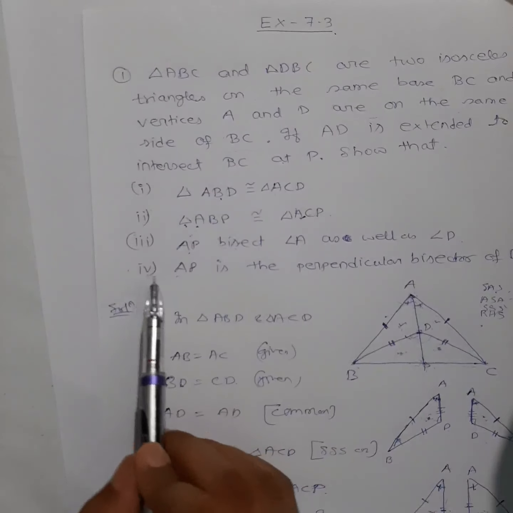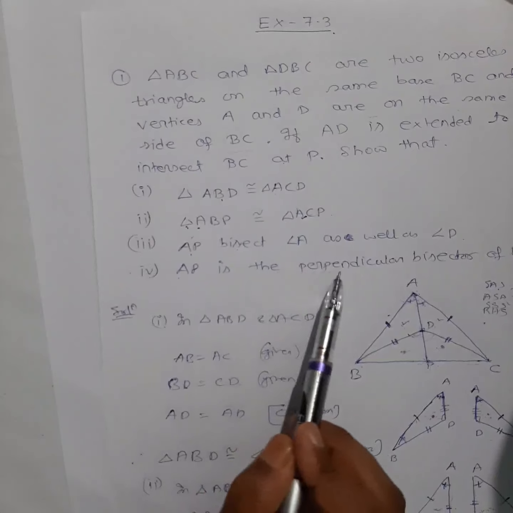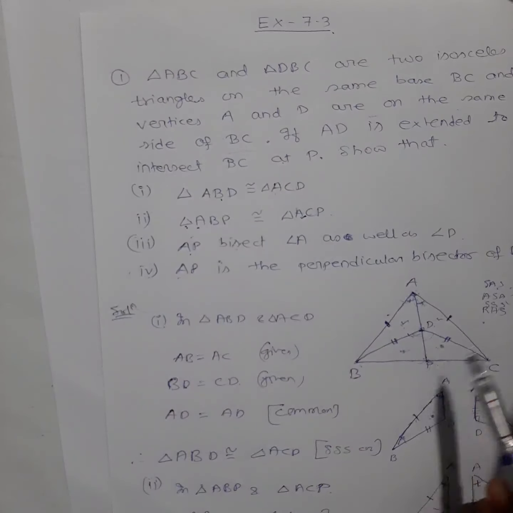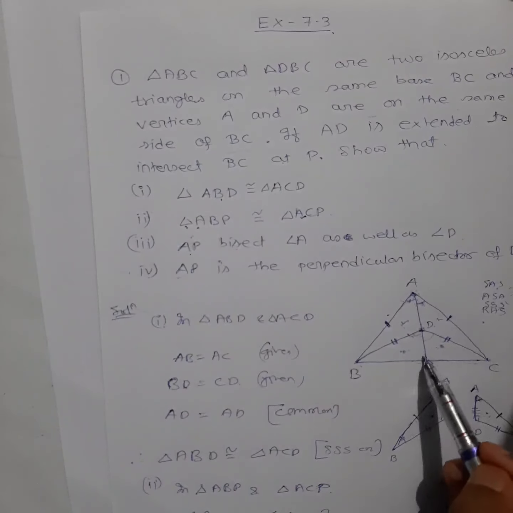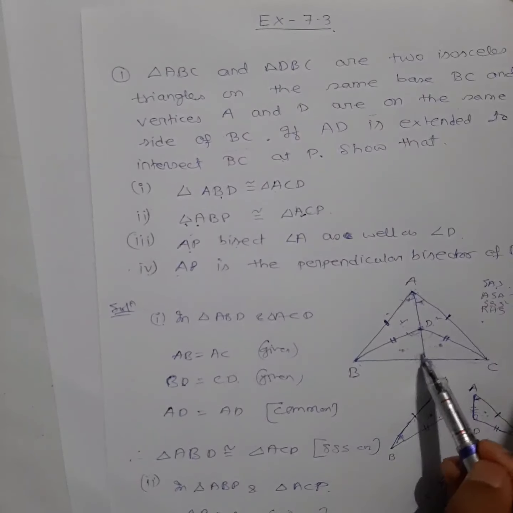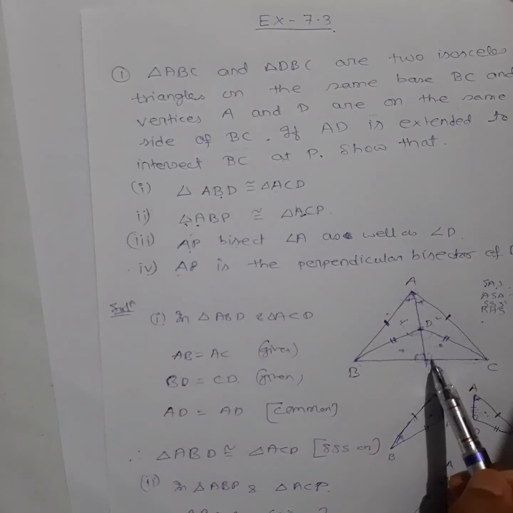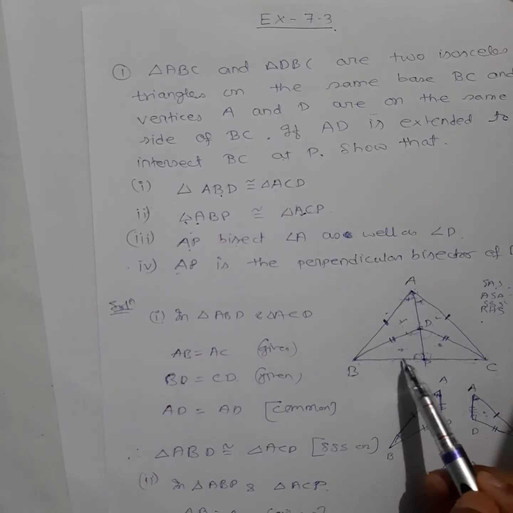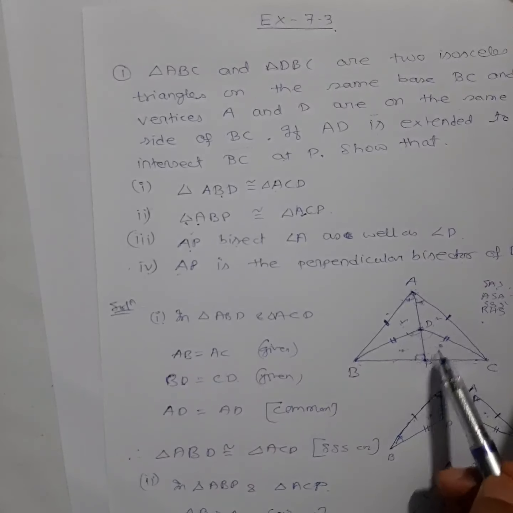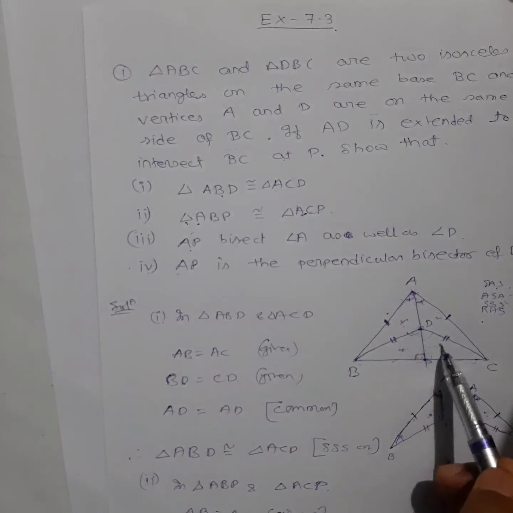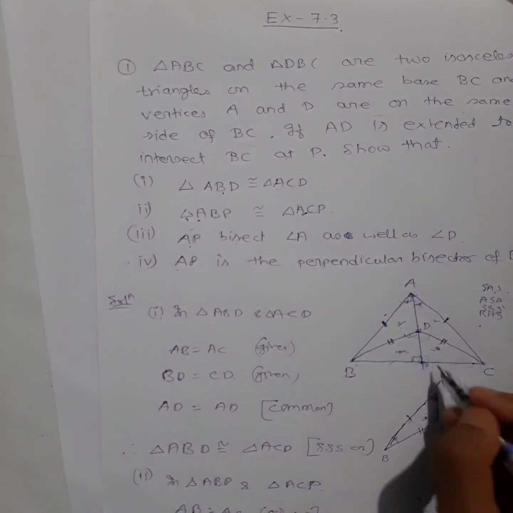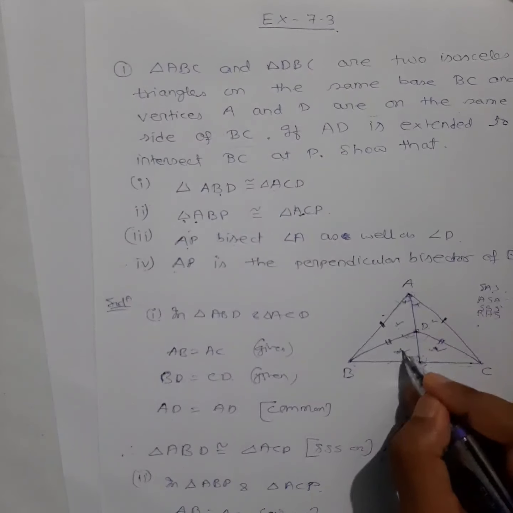Your question number 4 is what? AP is the perpendicular bisector. You have to show AP is perpendicular. Perpendicular means it should be 90 degrees, right, with the base. This one must be 90 degrees. Perpendicular bisector, and it must cut from the middle, meaning this and this I have to show equal. So for number 4 also, the proof which you will do in question number 3 will be enough for question number 4 also. Okay, so what we will do now, we will show these two triangles congruent.